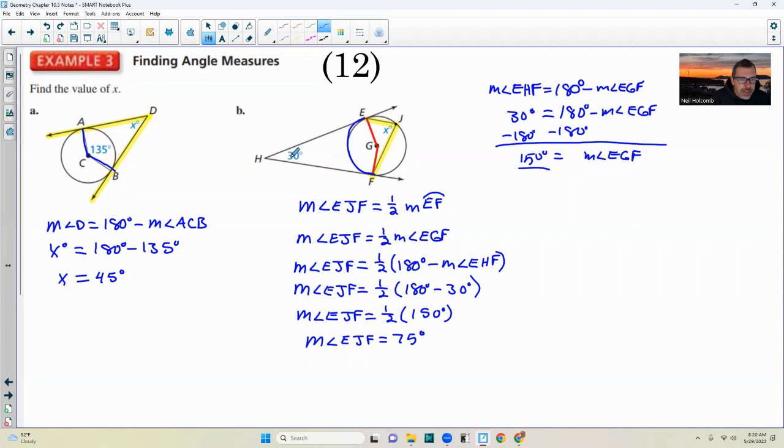150 plus 30 is 180. Okay, so that one was a little more complicated, but it all comes together when you use all the theorems in unison. Now try example 12.